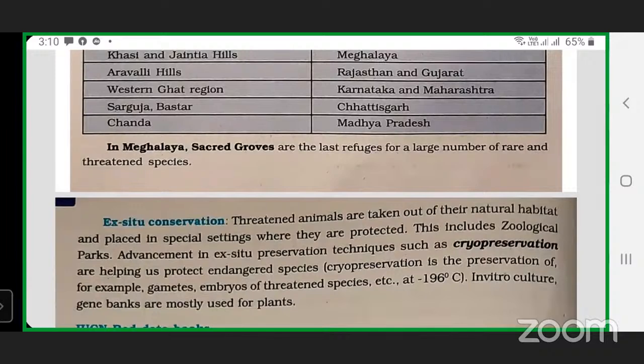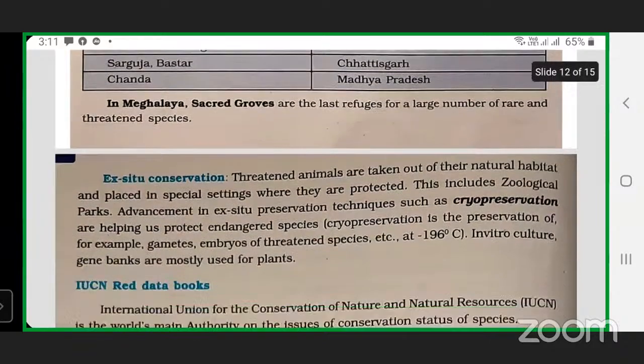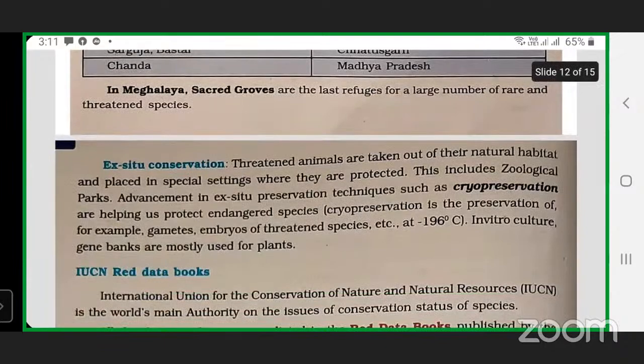Then ex-situ conservation. When we observe that threatened animals are taken out of their natural habitat and placed in special settings where they are protected, those are called ex-situ conservation processes. This includes zoological parks. Advancement of ex-situ preservation techniques such as cryopreservation are helping us protect endangered species. Cryopreservation ante preservation of gametes and embryos of threatened species at the temperature of minus 196 degrees centigrade. Then in vitro culture, gene banks are mostly used for plants.